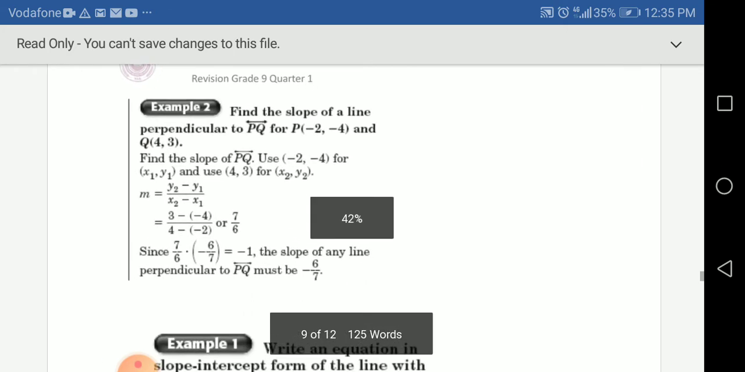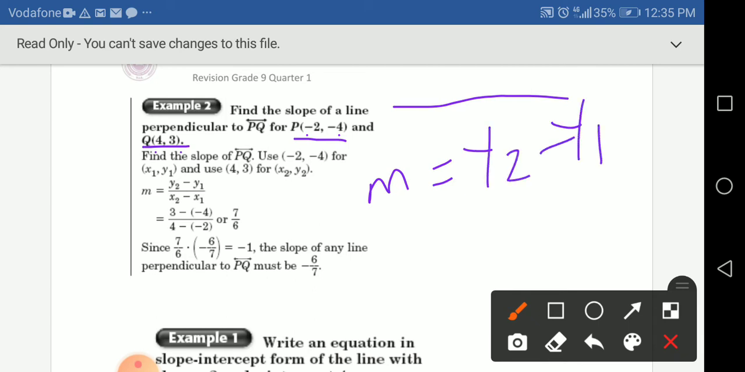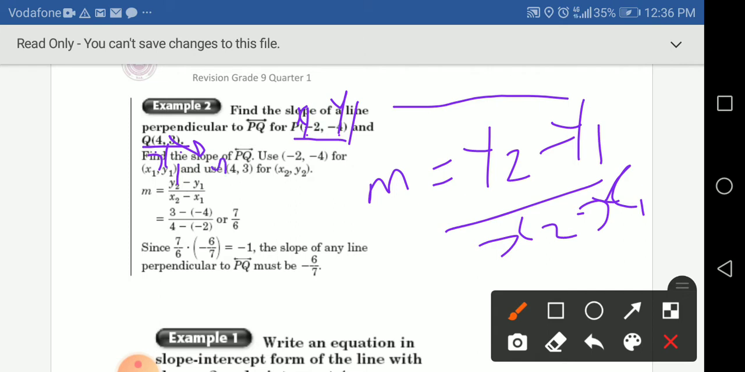I have here, find the slope of a line perpendicular to PQ. Okay, I have the points -2 and -4, and I have 4 and 3. So what do you think we are going to use? What I have here, x sub 1, y sub 1, x sub 2, y sub 2. When you have all of these points, so I'm going to use what? Here, m equal y sub 2 minus y sub 1 over x sub 2 minus x sub 1. Okay, so where is y sub 2? I write here x sub 1, y sub 1, x sub 2, 4, and here y sub 2. Okay, this is 2.